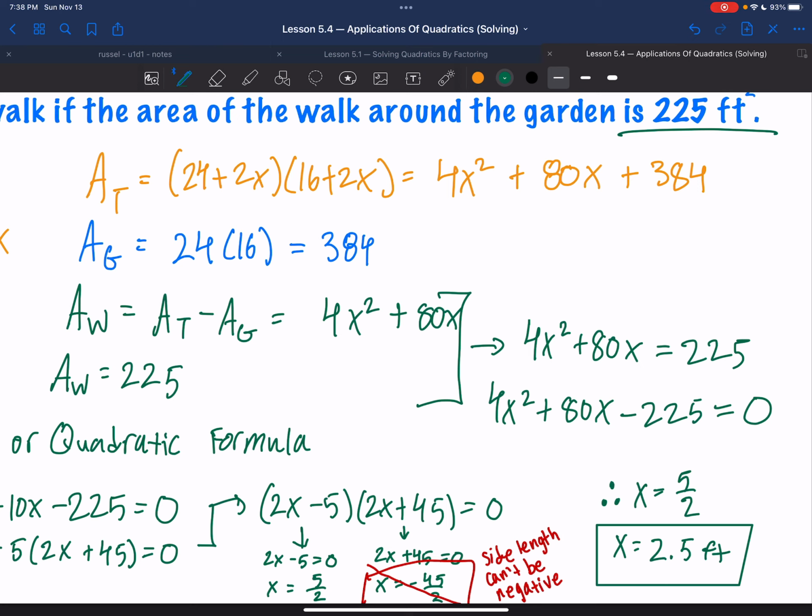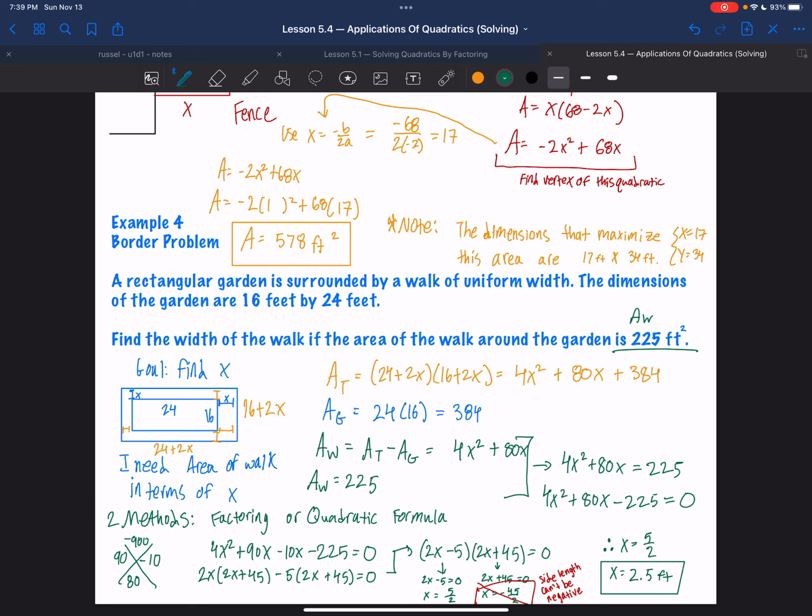I mean, you could say 5 halves of a foot, but if you're going to talk to a gardener, are you going to tell the gardener that it's 5 halves of a foot? Or are you going to say it's 2.5 feet? They're going to want that as a decimal. So, there you go. We did it. And that was nicely solved through factoring.